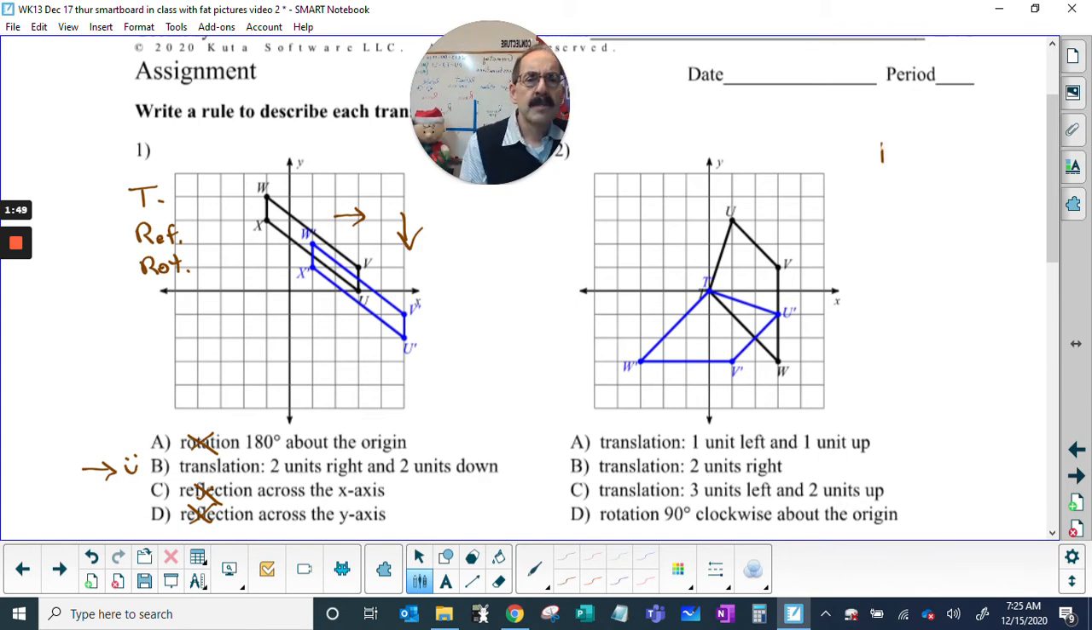Okay, let's look at number 2. Now, translate, reflect, rotate. Now, when I see this kite shape, my initial reaction is rotate. Translate to the left and up, no way. Translate 2 to the right, no way. Left and up, no way. Now let's just, for fun, since we talked about rotate earlier, rotate 90 degrees clockwise, okay?